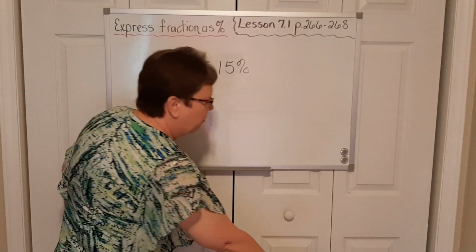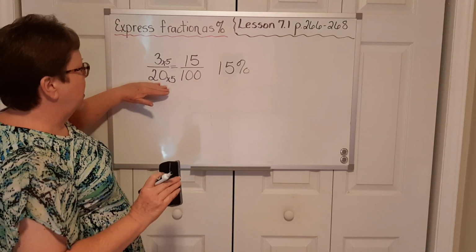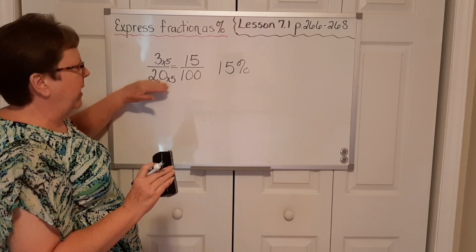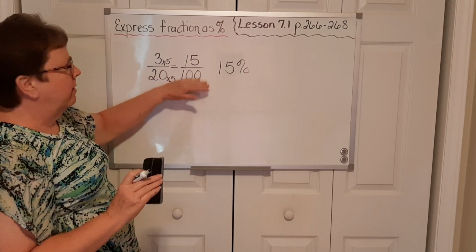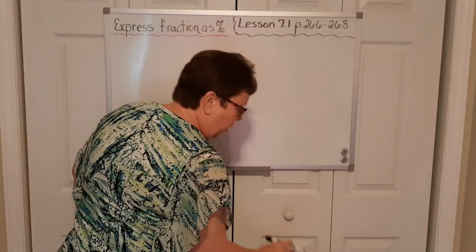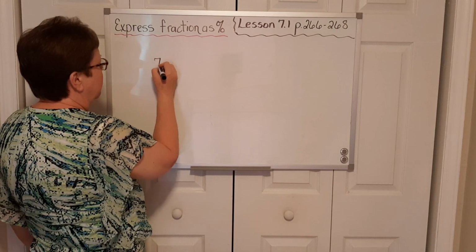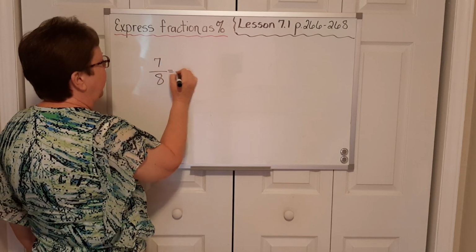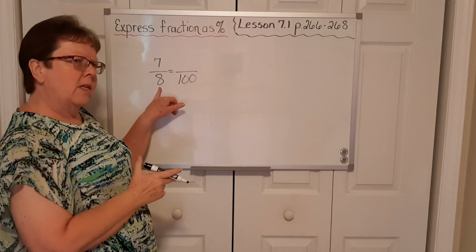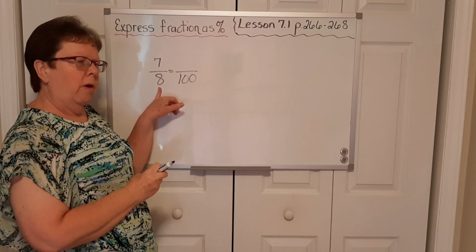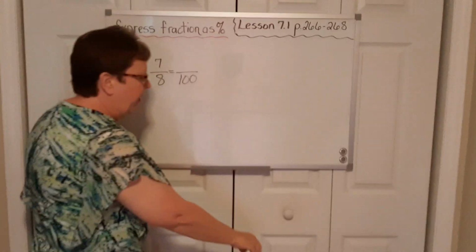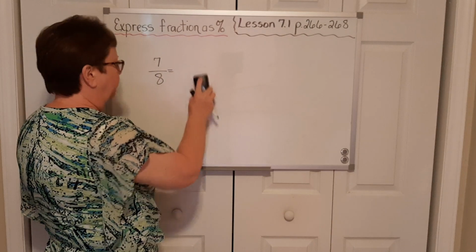Okay? Now, those are the easy kind. When your denominator, when you can multiply that by a number and it comes out evenly to 100, then the top number will be your percent. Okay? All right, now I'm going to show you one where that's not the case. If I have 7/8 and I'm trying to change the denominator to 100, there isn't a whole number that you can multiply 8 by to get 100. And if that happens, here's what you do.